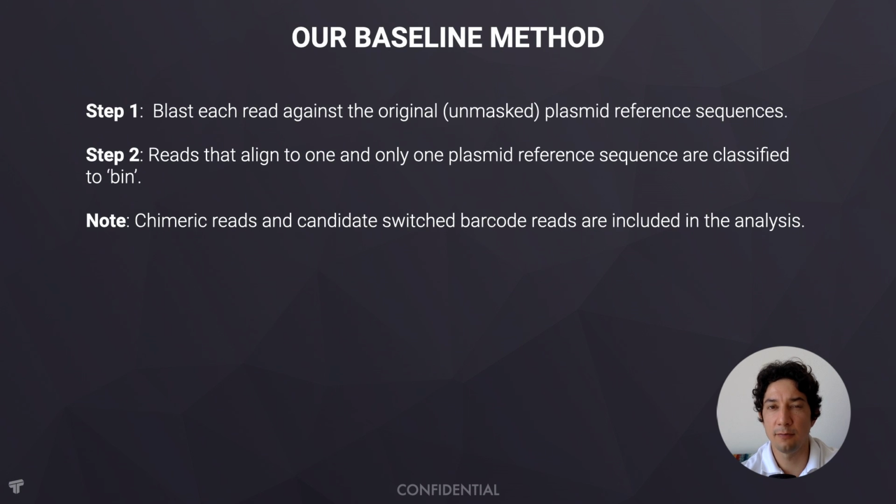So instead of using the most naive method for our comparison, we made a baseline method that improves upon the naive method. In our baseline method, we take each read and we blast it against the original plasmid reference sequences, but we take reads that align to one and only one reference plasmid sequence as classified into that plasmid reference sequence's bin. So we only bin reads if they align to one reference uniquely. In this case, we also included the chimeric reads and candidate switched barcode reads. They are not removed using our pre-processing algorithm.